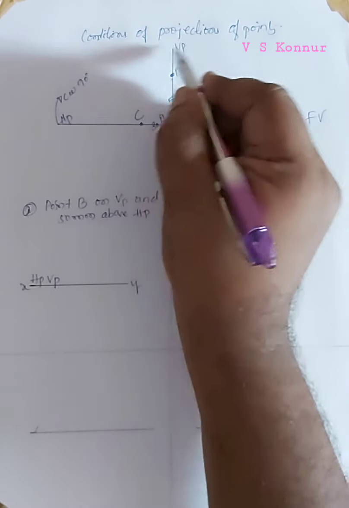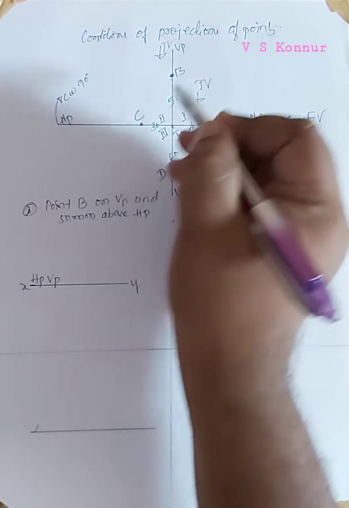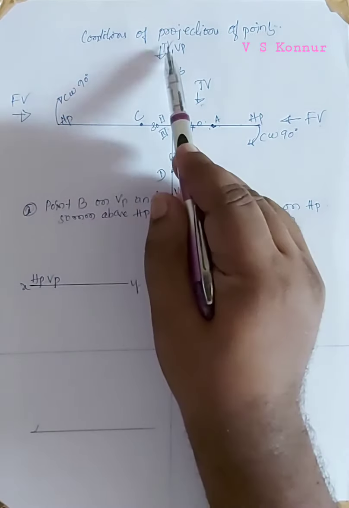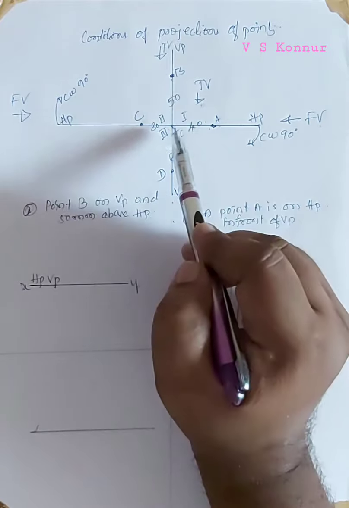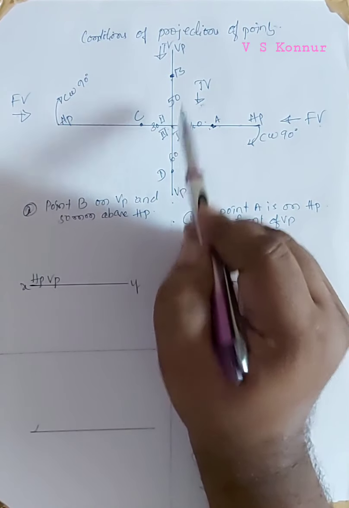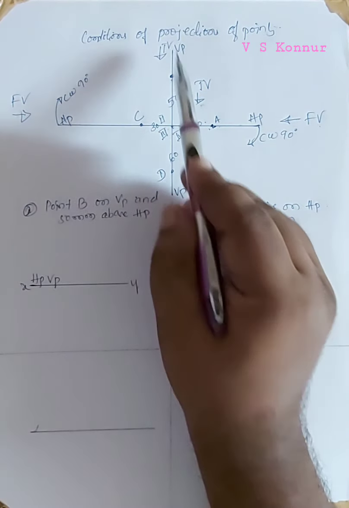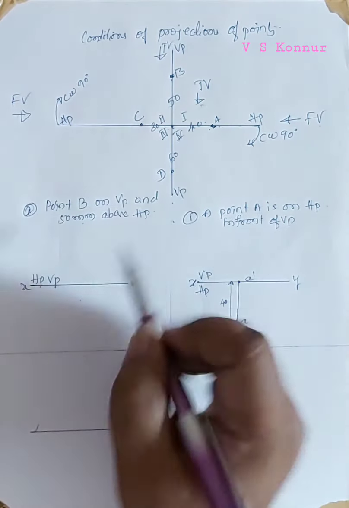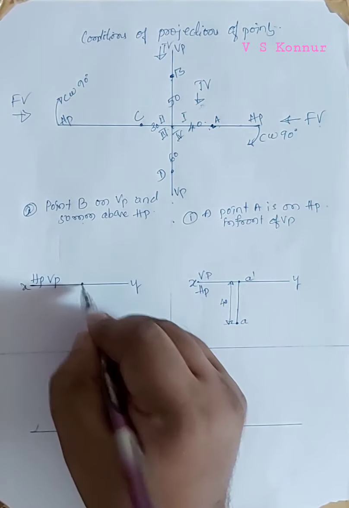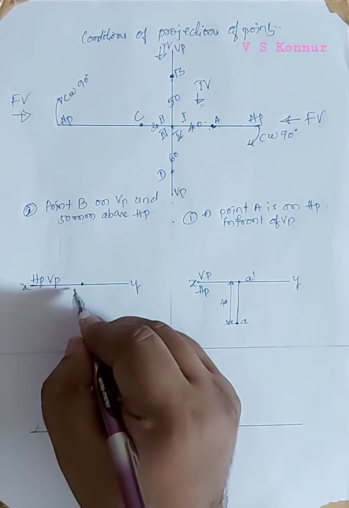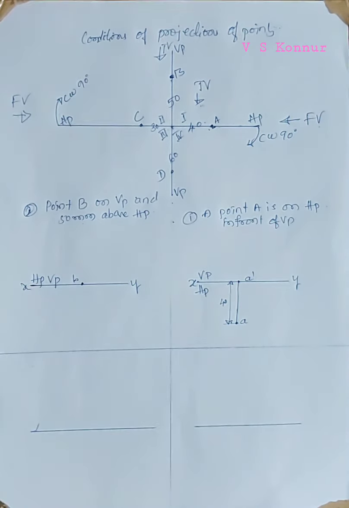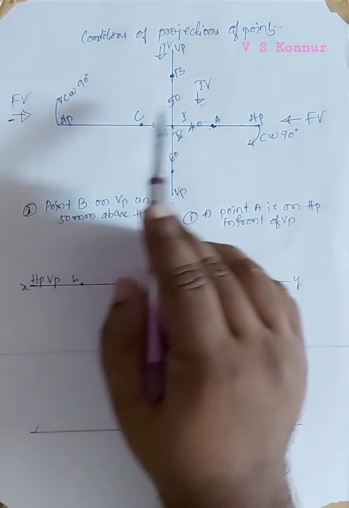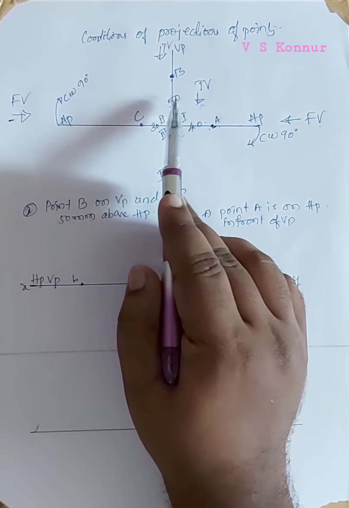Now this will become the top view and this will be the front view. From the top view, point B is projecting on the intersection. When you are viewing from the top side, point B is projecting at the intersection. So because of that, we'll mark it as B, because it is a top view. When you are viewing from the front side, that 50 mm is projecting on VP.